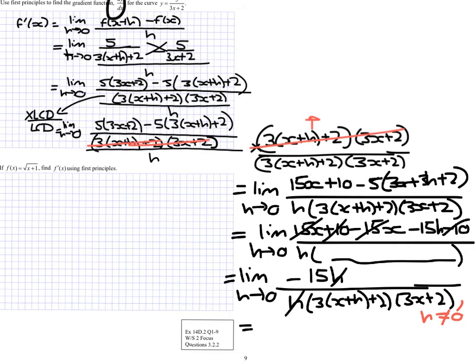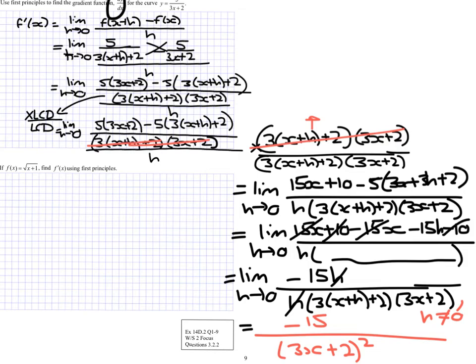So you get negative 15 over, if you simplified that whole bottom line down, you would get (3x + 2) all squared, but you wouldn't have to simplify it like that unless it specifically asked you to do so. So again, it does look horrible, but all we did was follow the steps that we did in the previous part when we were actually finding it at a specific point.